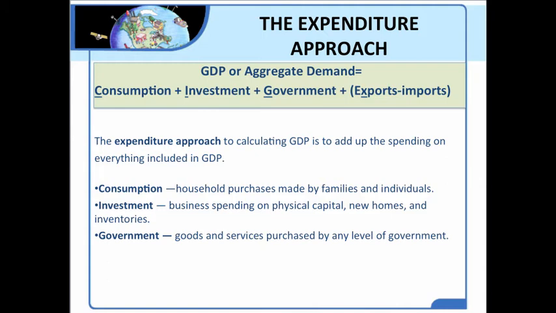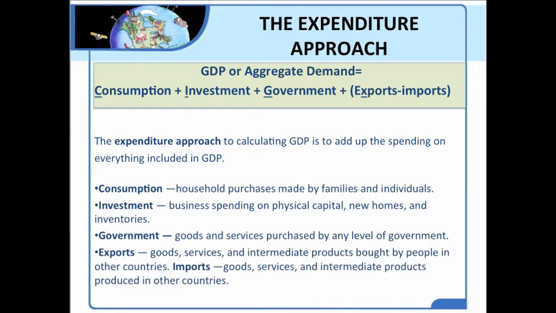Or when they give food stamps or welfare payments to low-income people, they're not receiving anything in return for that. They're just giving money out. So transfer payments are not counted as part of GDP because no good or service is actually purchased.